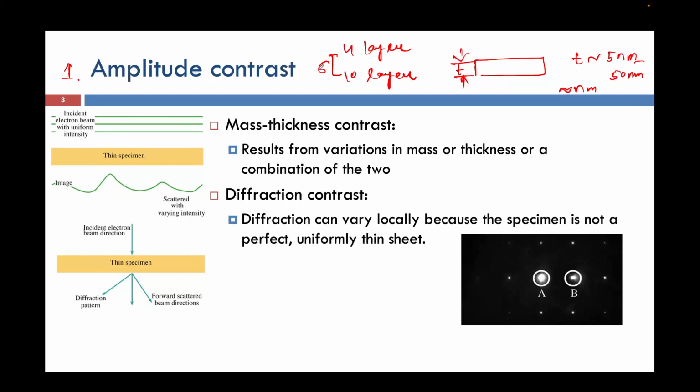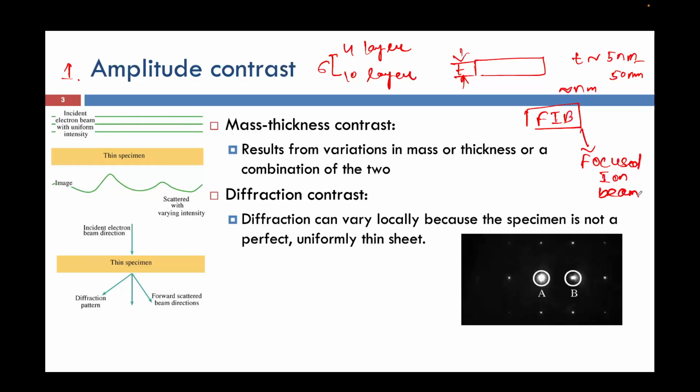The specimen will never be flat. The closest to a flat specimen we can get is with a method called FIB, but still it is not an ideal situation. FIB is known as focused ion beam. With it we can make a sample as flat as possible, but there will still be some local variation, and due to those local variations the diffraction will take place, and then the amplitude will also vary, right?